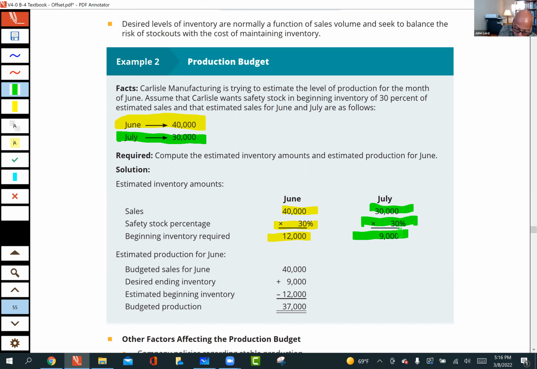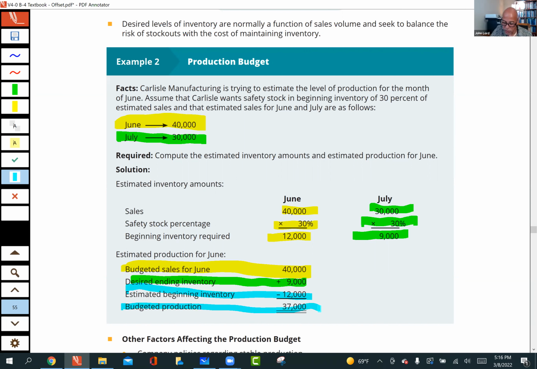So you're going to do what? You're going to sell 40,000. You need 9,000 left over, but you would have started June with the number of units that you desire to start that month with to cover that month's production, which they told us was 40,000. So you can go ahead and subtract that off.